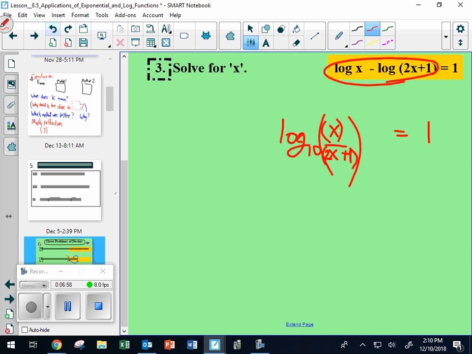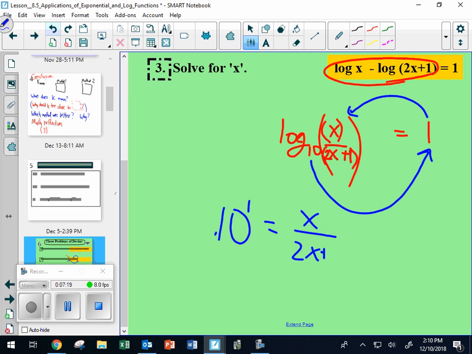Okay, now I go 10 to the first equals that. Whenever you have a really strange looking problem, think rewrite. It's going from log form to exponential form, which means I'm down to just 10 to the power of 1, which I hope you know is just 10, equals x over 2x plus 1. Now, I have given you these dumb little sayings for a reason. 10 to the 1 is just 10.